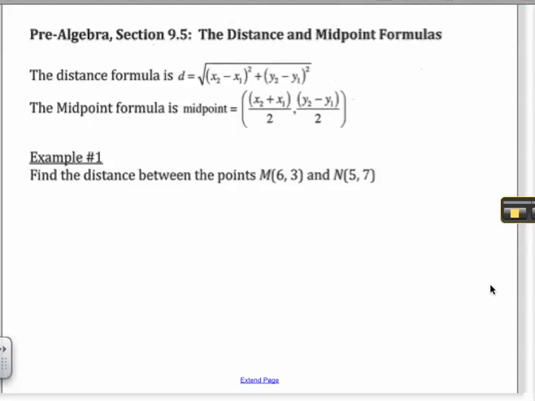Okay, guys, two things today. Distance formula and the midpoint formula.